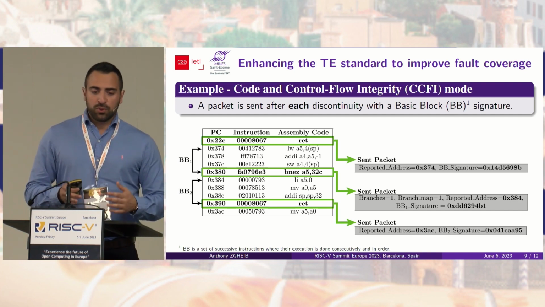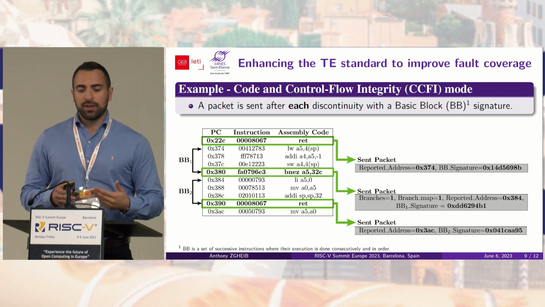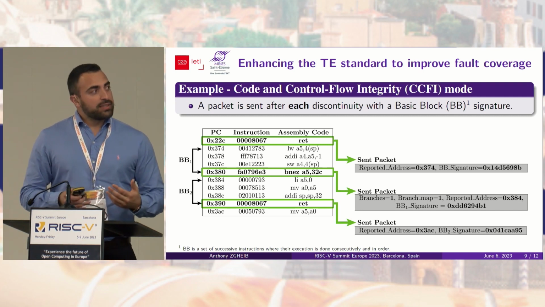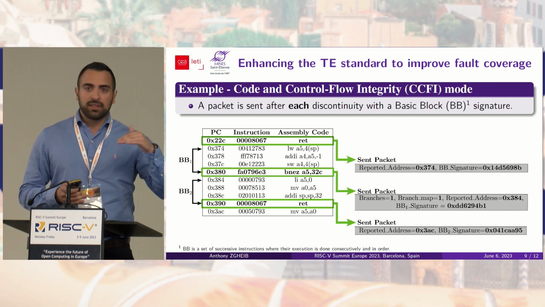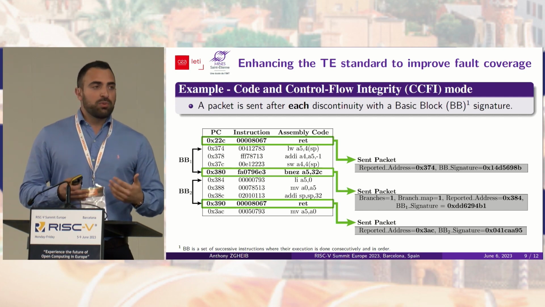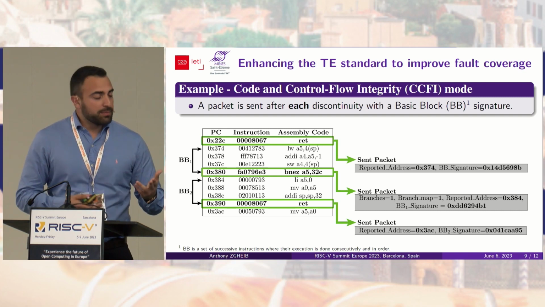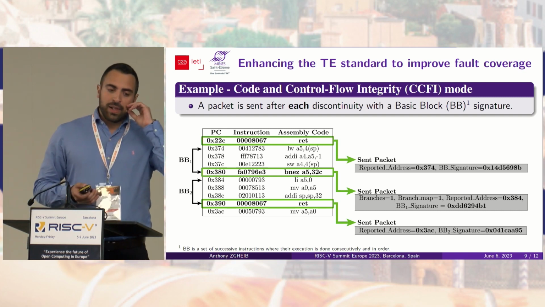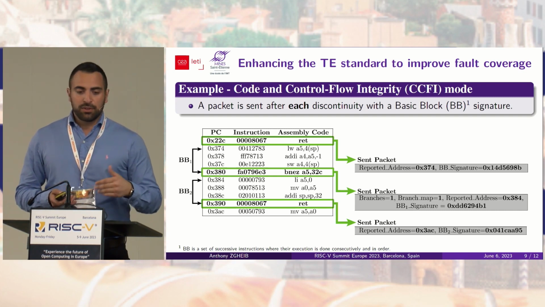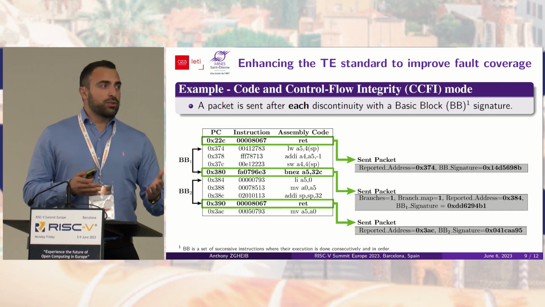So with this approach, in addition to verifying the signature, the verification latency will be reduced because the packet is sent after each discontinuity instruction. It will be more precise because after, for instance, executing the instruction 380, we can know the reported address after the branch to check if it's taken or not.